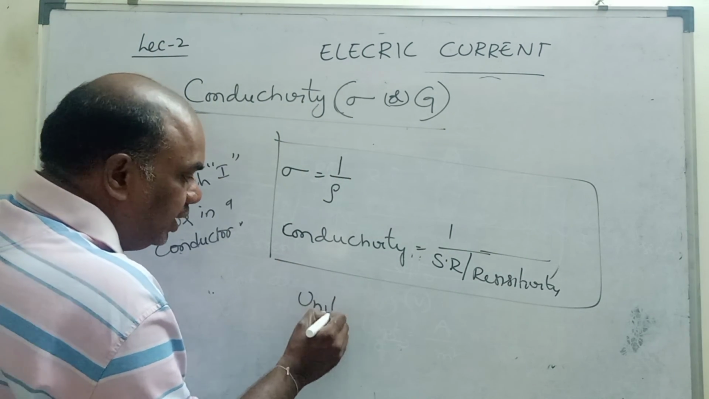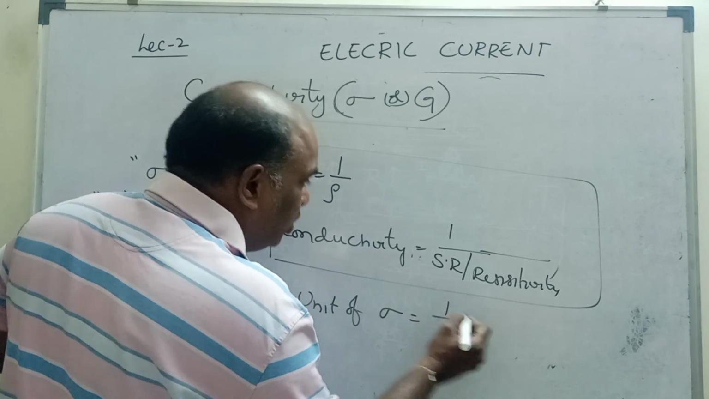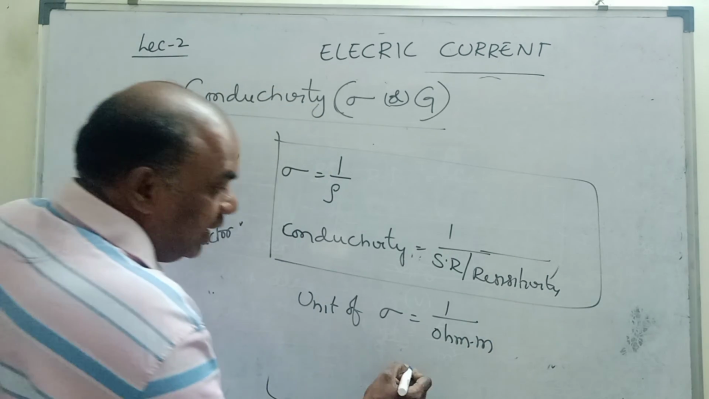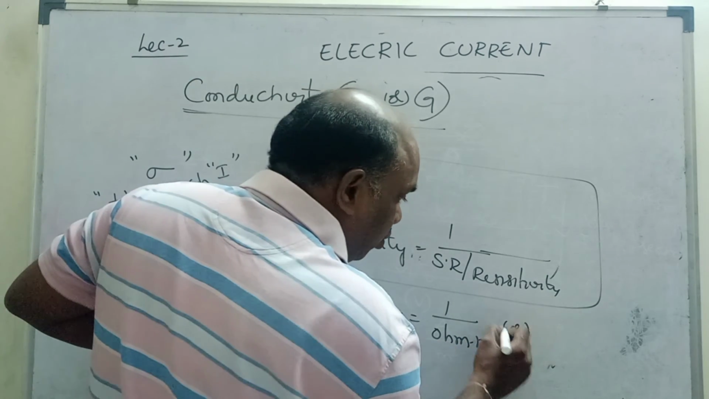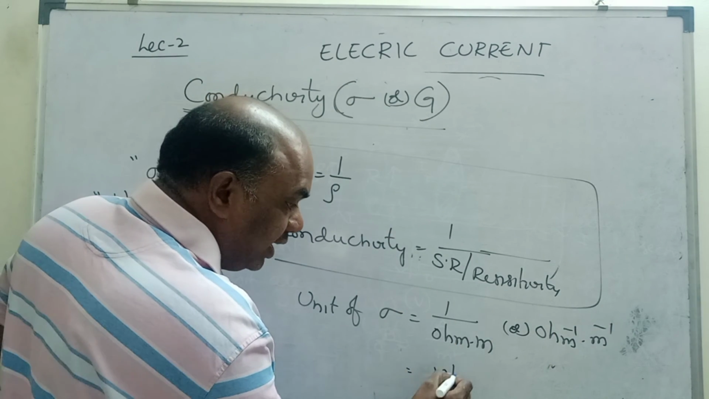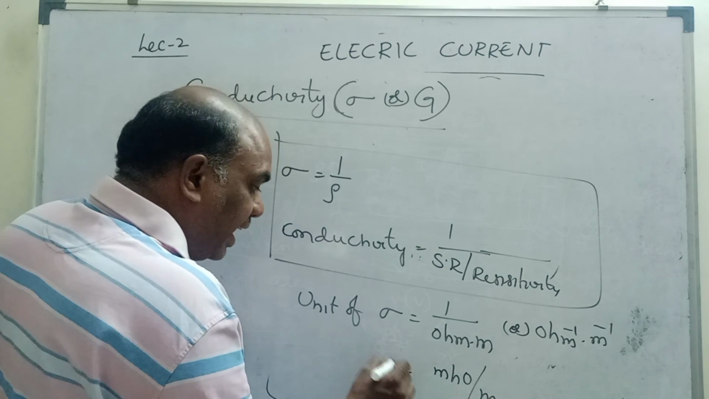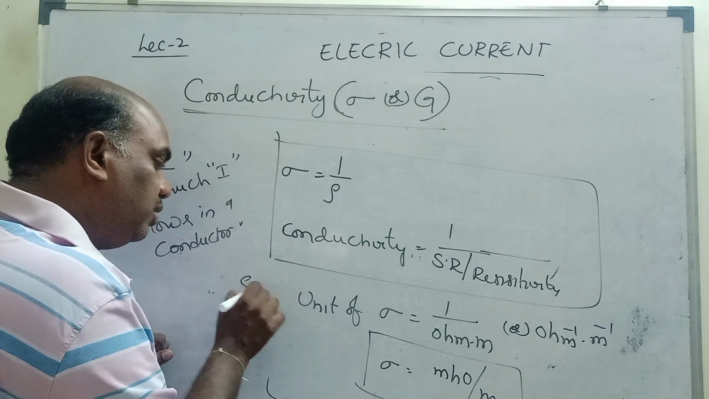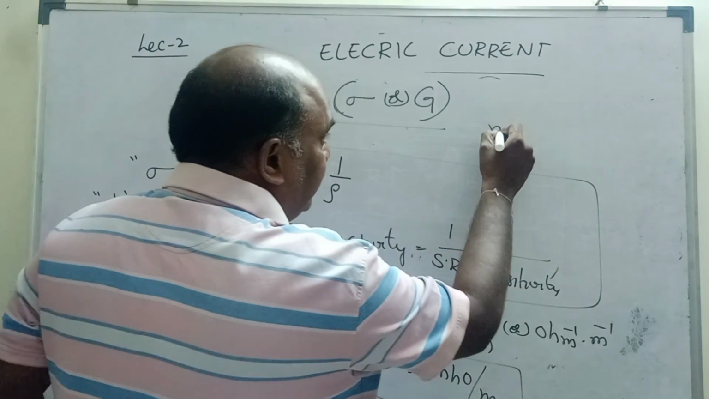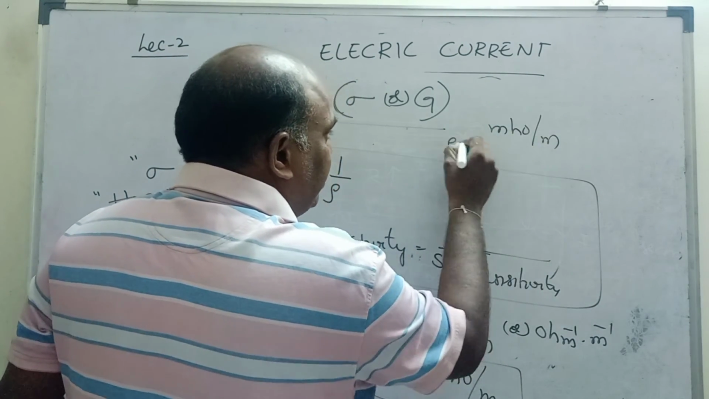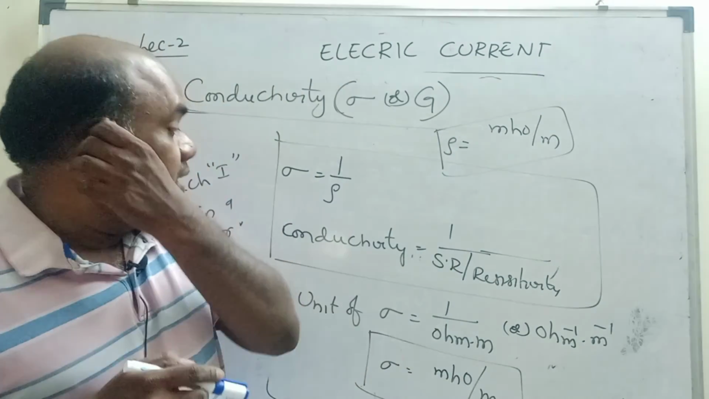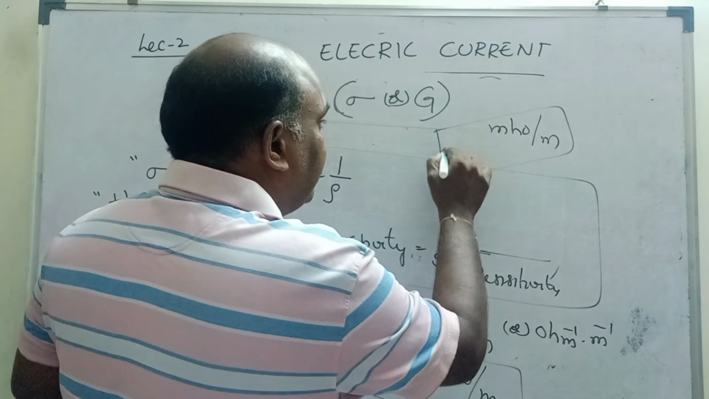What is the unit of conductivity? Unit of 1 by rho is 1 by ohm into meter. You can write ohm inverse into meter inverse also. If ohm goes into the numerator, you can write in reverse mode, mho per meter. This is the standard one. Sorry, the SI unit of not resistivity but conductivity is mho per meter.